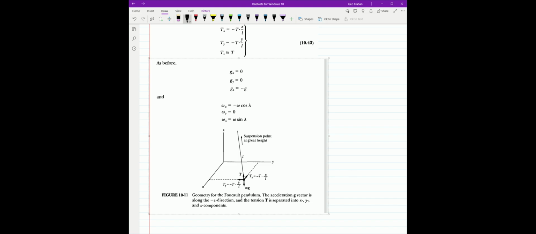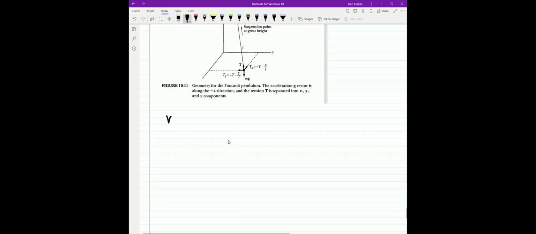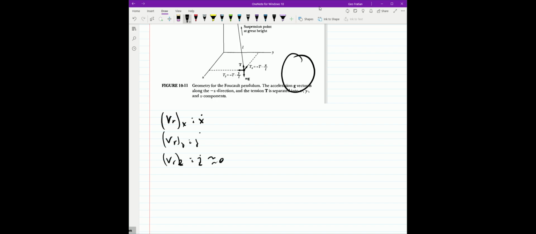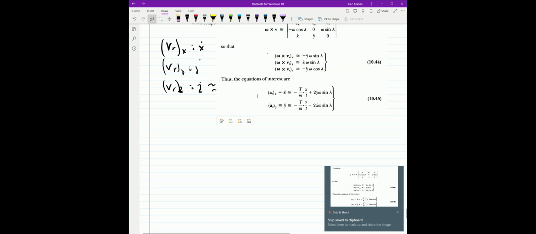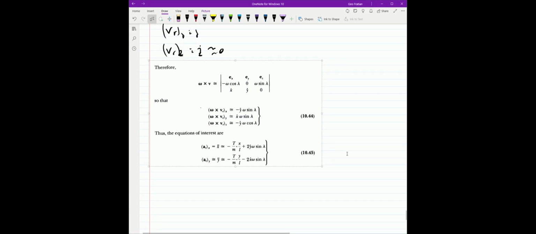That lets us write that v_R with respect to x is just x dot, with respect to y is just y dot, and with respect to z is just z dot, which is basically 0, since it's not going to be moving up and down. It's very small compared to the motion in the plane. Okay, so we can take the cross product of omega cross v, treating it as a determinant, and we get the x, y, and z components in terms of y dot and x dot. The equations that we actually care about are the accelerations in y and x, which, if we plug in, give us these expressions here.